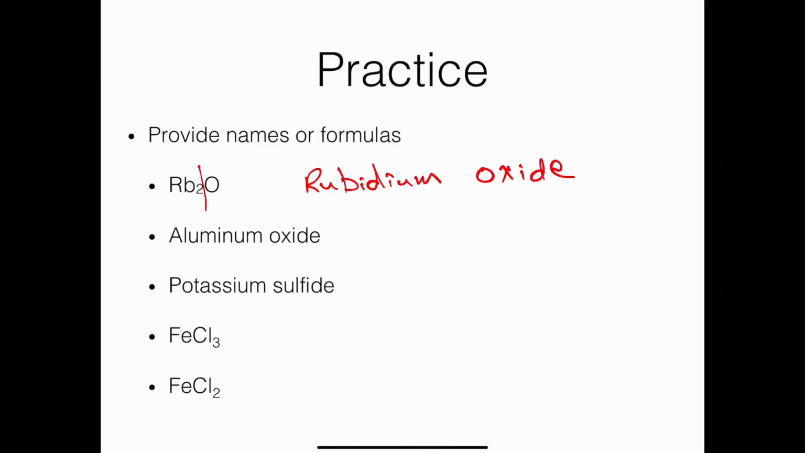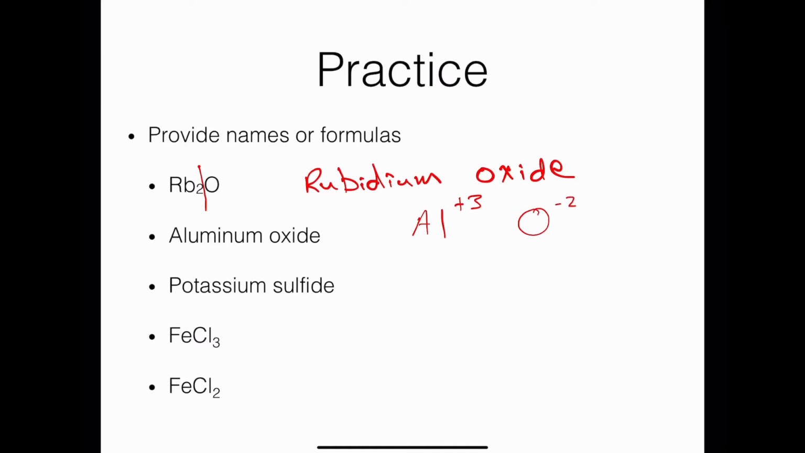For aluminum oxide, we're going the opposite way here. We're starting with the name and turning this into a formula. So aluminum we know is Al, oxide is O, and now we need charges because we have to remember that ionic compounds are electrically neutral. They have no net charge. We know according to our table, because we labeled the column, aluminum has a charge of positive 3, and we know oxygen has a charge of negative 2.